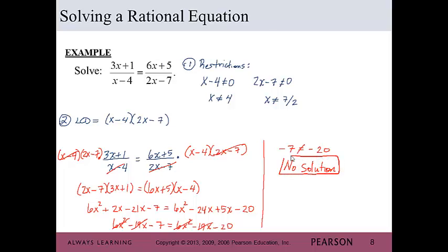And this basically means it does not matter what you plug in for x, the left side will never equal the right side.